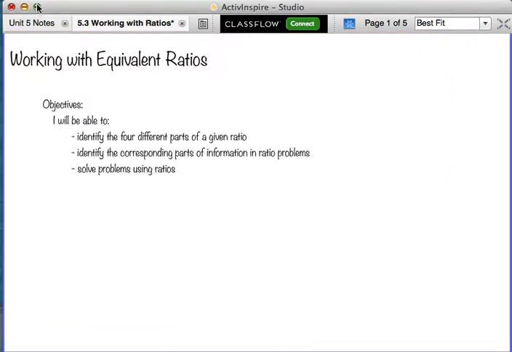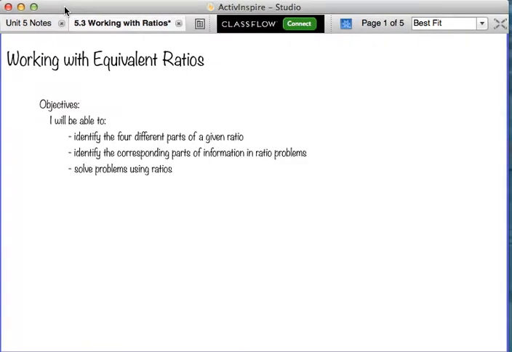Welcome to this lesson on working with ratios. Today we're going to talk about how to identify the four different parts of a given ratio, how to identify corresponding parts of information in ratio problems, and then how to use those ratios to solve problems.